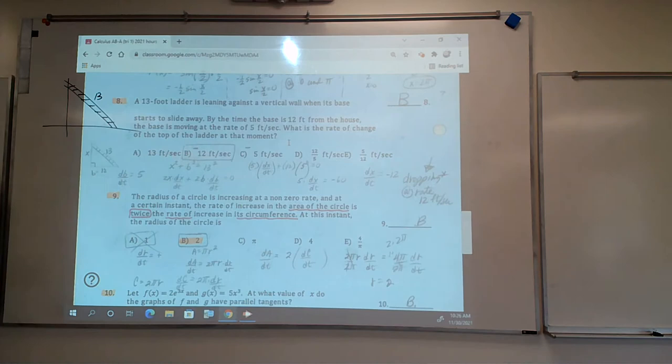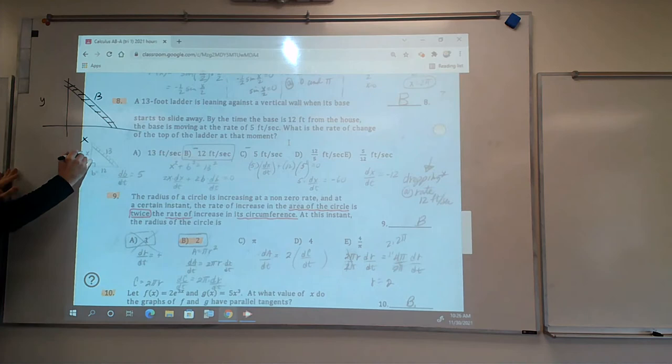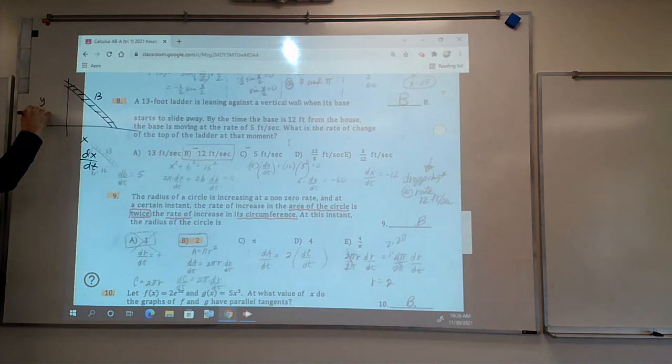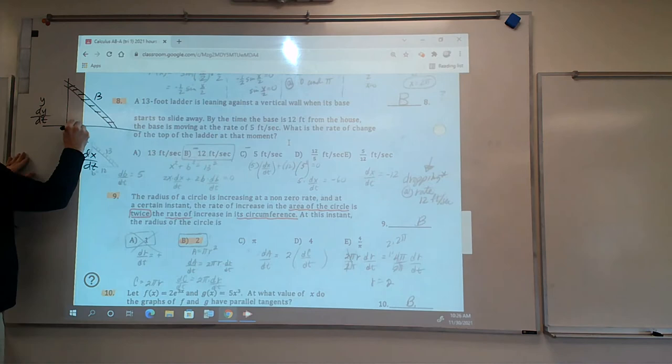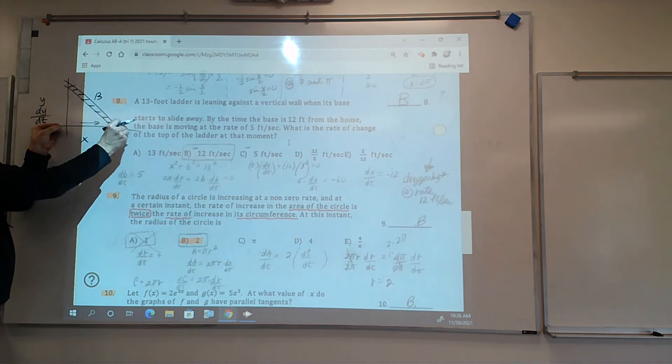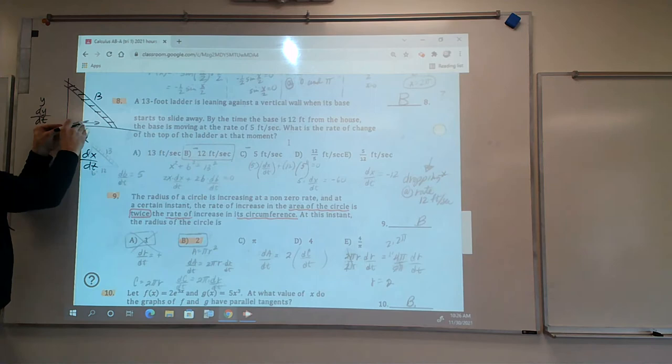That's a constant. So we have a 13-foot ladder, and we'll call this side x. We'll call this side y. Now, if I were to do the derivative of this side, the derivative of x would be called what? dx/dt. And the derivative of y would be dy/dt. The ladder is going this way, so is the rate at which this is changing positive or negative? Positive. So this answer will be positive.